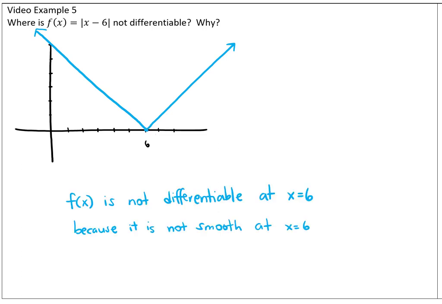And so f of x is not differentiable at x equals 6. And the reason is it's not smooth at x equals 6. And notice that we're only giving the x value. We don't care about the y value right now. When we ask where does something happen, it happens at the x value. It is differentiable in other locations, but at x equals 6, because it has the corner, f of x is not differentiable specifically at x equals 6.